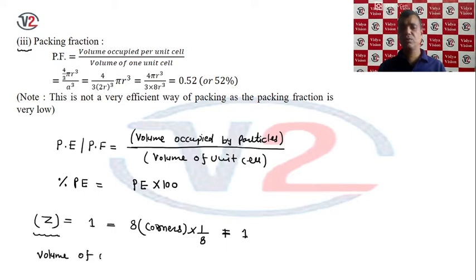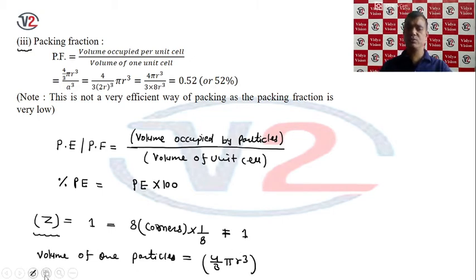Volume of one particle. Volume of one particle is 4 by 3 pi r cube. Why is it 4 by 3 pi r cube? Because we consider the particle to be a spherical solid. Its shape is spherical and it is solid. So the volume of the sphere is 4 by 3 pi r cube. And what is r? r is the radius of the particle.